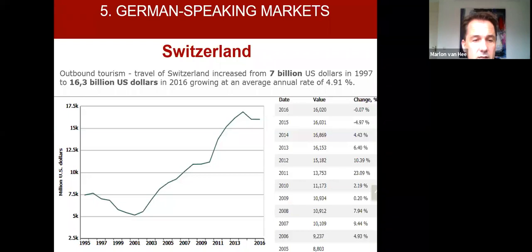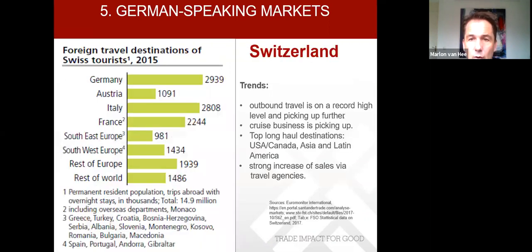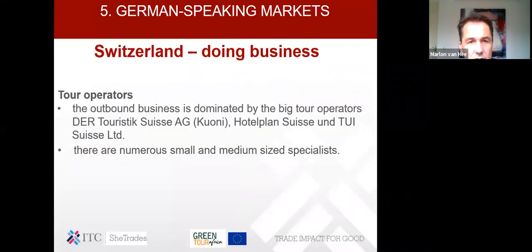Okay, some figures about expenditures for outbound travel. Like Austria, strong outbound travel market, long average length of stay, but also a bit of a conservative country, not really into the online business. They prefer to book through travel agents, tour operators. So again, outbound travel, very strong markets. Austria and Switzerland are definitely interesting countries to look into.